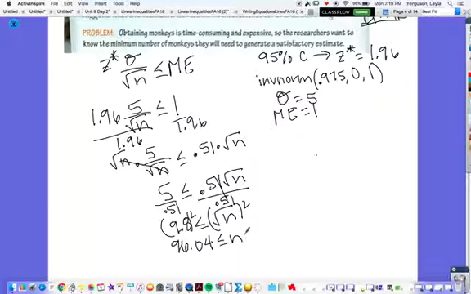Alright, so remember that your n in this case is representing monkeys. So you want to make sure that you actually round up on this one. So anything that's over 96 would count as 97. So you would actually need 97 monkeys, because thankfully we can't have 4/100ths of a monkey.